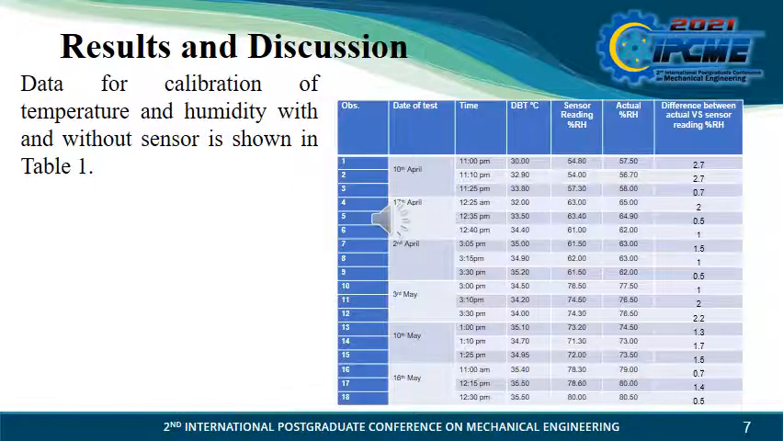Now we will discuss the results. The data for calibration of temperature and humidity with and without the sensor is shown in table 1. We have taken our data on 3 different days in April and 3 different days in May at different times, and we have found there was a little bit of difference between actual relative humidity and our sensor reading relative humidity.